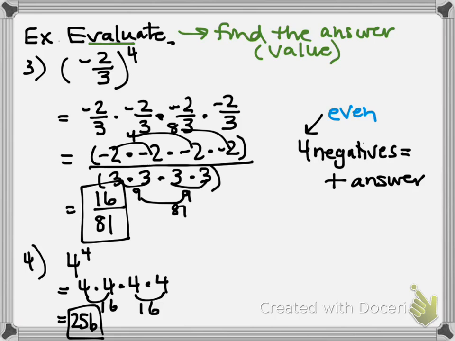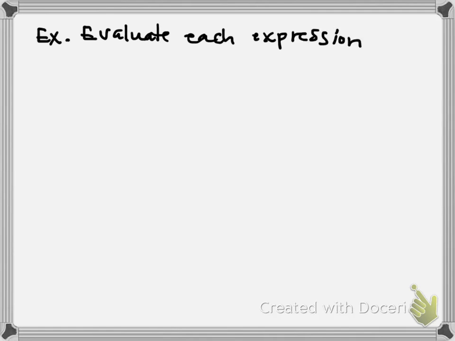Now, one more thing that could show up is a different type of evaluate problem. I'm going to go over to the next screen. It's still on the same page. This evaluate problem is going to involve variables. So directions are going to say evaluate each expression, if A equals 3 and B equals 5.